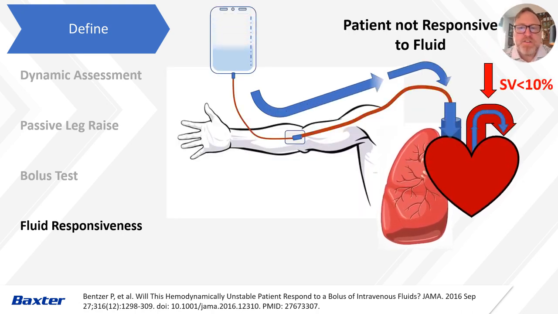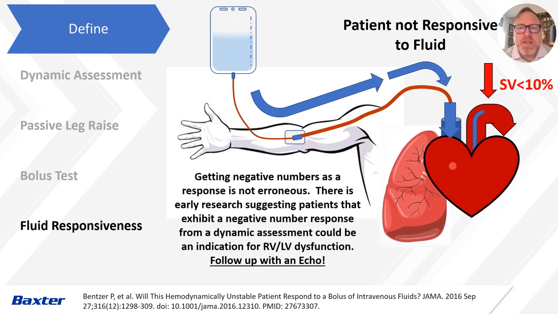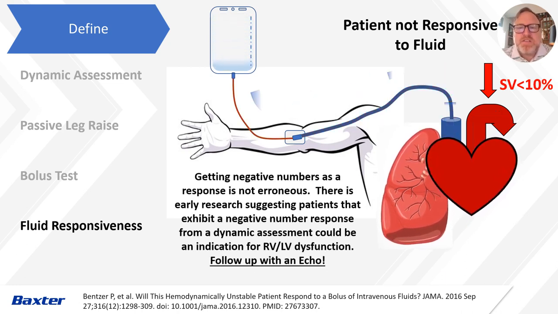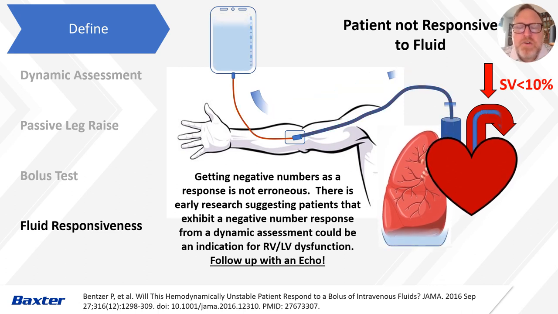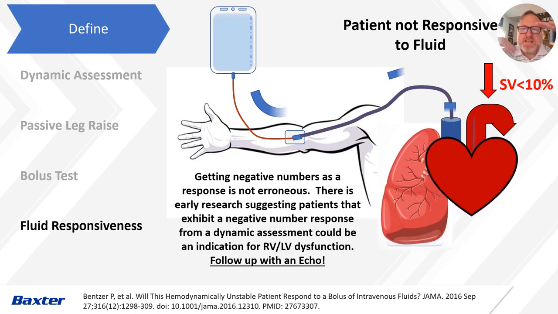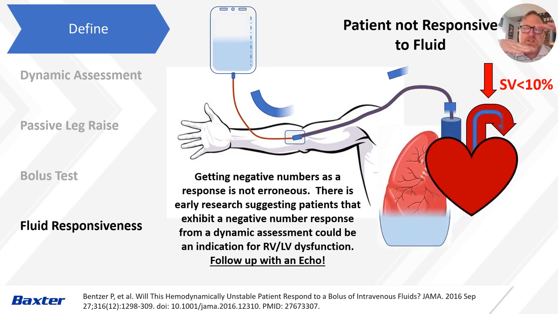All right, so here's another patient who is not responsive to fluid. Obviously we have fluid coming in, not a lot coming out. So sometimes we get negative numbers. Let's say I get a baseline stroke volume, and then once my test is done, the stroke volume actually fell from that baseline. It gives me a negative number.